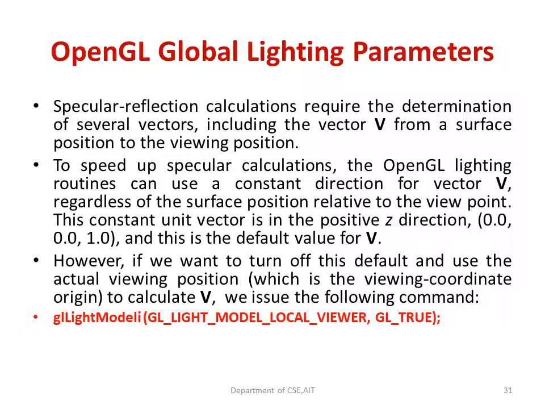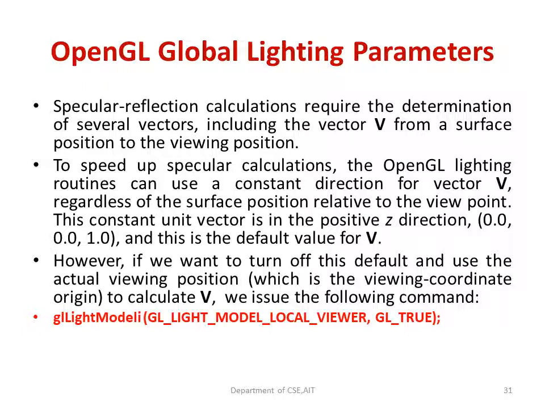If you use GL_TRUE, that means you are going for the calculations. The surface calculations will be newly made. If you don't want to make new calculations, you can set this as GL_FALSE. So glLightModeli, in this case, is calculating a new viewer value for the vector V by making use of the present values.